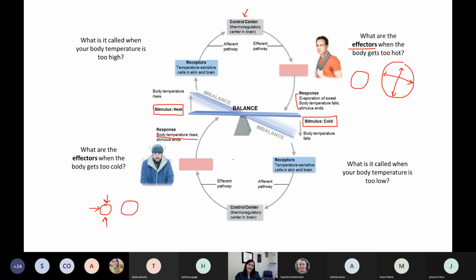A negative feedback loop. So almost everything in the body is going to be regulated by these negative feedback loops. The goal, keeping things steady. If we go too high, if we go too low, we can use a negative feedback loop to get back to normal.